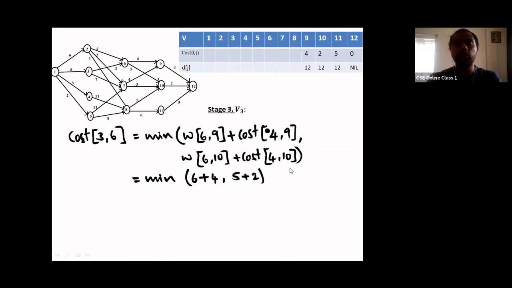So we can check here, that is nothing but 2. So 5 plus 2. Among these, which is the least one? 7. So the meaning is that when you are at vertex 6 in stage 3, the shortest path to reach the sink is 6 to 10 and 10 to 12.